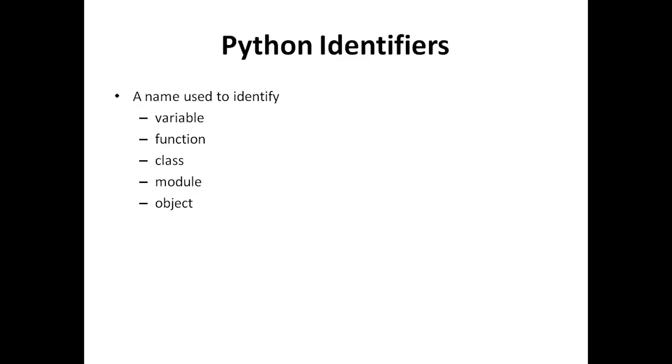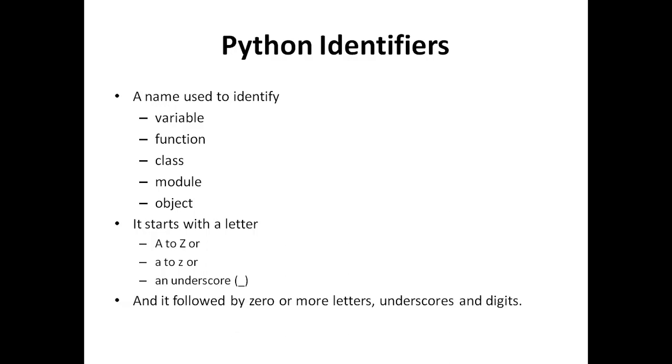Identifiers are the names used to identify either a variable or function or class or any object or module in Python. So they generally start with a capital A to Z letter or small a to z letter, or with an underscore only, and it is followed by zero or more letters, and these could be again underscores, digits, and A to Z in caps or small.